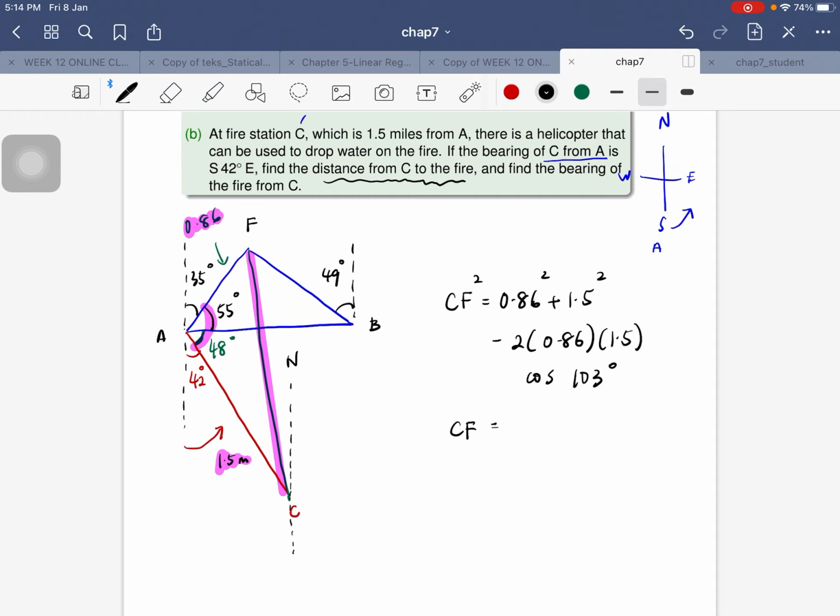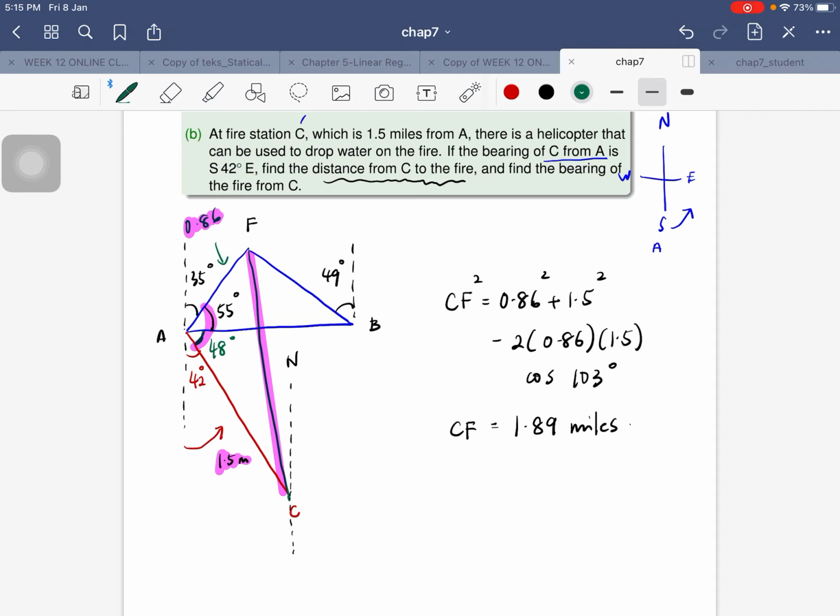So that is going to give us a value of 3.5699. I'm going to square root that right away. The square root of the answer is going to give us, in two decimal places, 1.89. And of course, the unit is going to be in terms of miles. So now we already know that the distance from C to F is going to be 1.89 miles. So we have answered the first question, the distance from C to the fire.